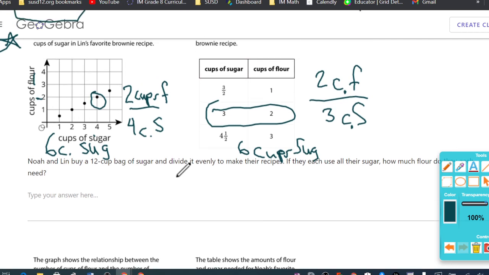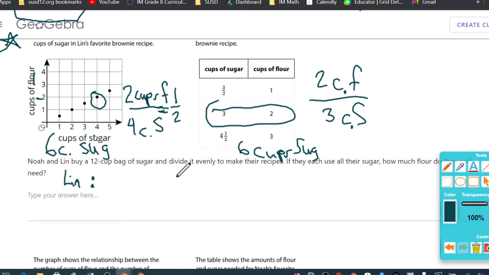You're going to need to use ratios to solve this. I'm going to reduce this fraction to help me. For Lynn, 2 cups of flour for every 4 cups of sugar equals 1 cup of flour for every 2 cups of sugar. Now I know that 2 goes into 6 3 times. So that means we're going to need 3 cups of flour. I'm just that good at math. So Lynn needs 3 cups of flour.